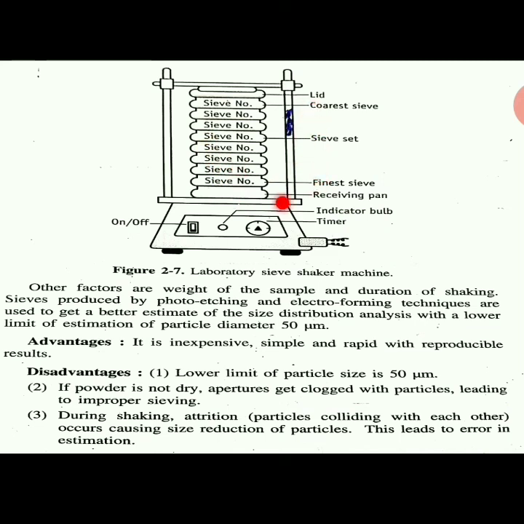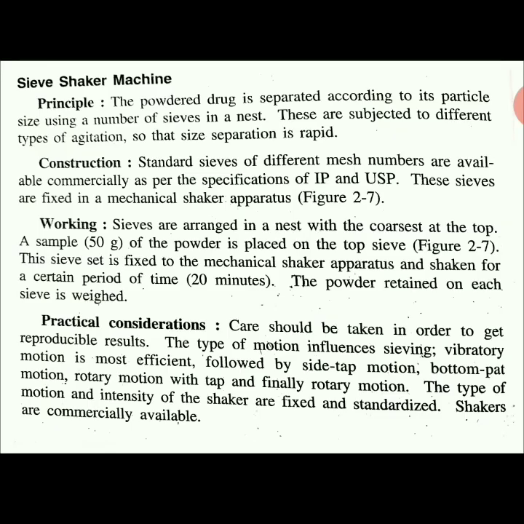This is a sieve set. Here one lid is placed. After the material is loaded, the lid is placed for sterility maintenance purposes. This is the construction. Then in the working, the sieves are arranged in a nest with the coarse at the top. A sample of 50 gram of powder is placed on the top sieve. This sieve set is fixed to the mechanical shaker apparatus and shaken for a certain period of time, that is 20 minutes. The powder retained on each sieve is weighed.